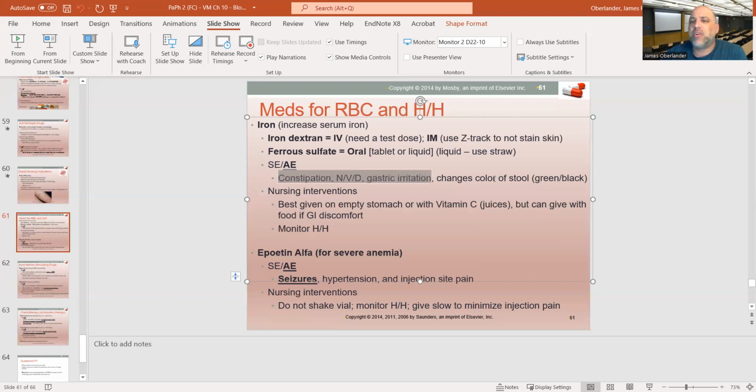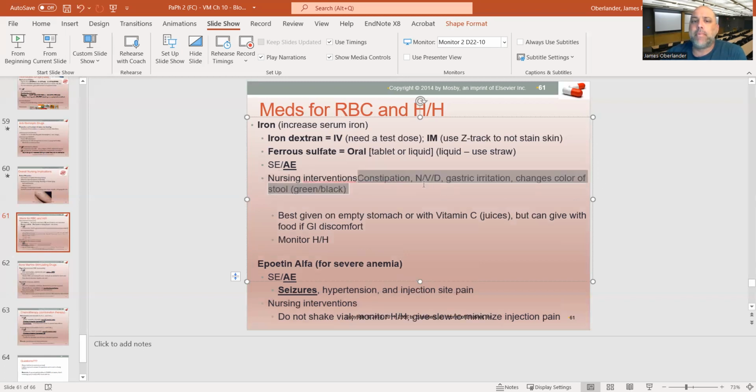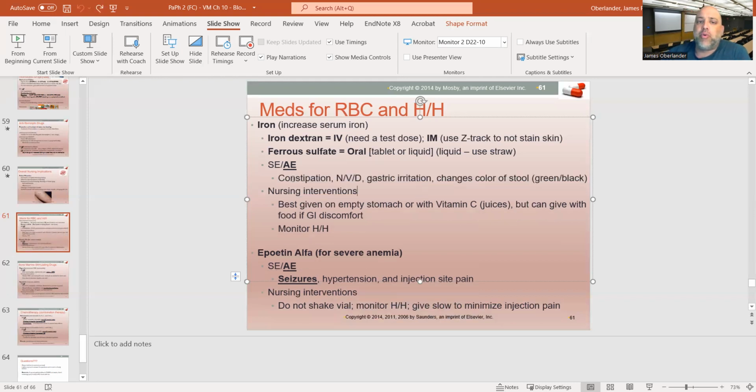And you notice that there isn't a whole lot of adverse effects. But we do worry about constipation. We worry about changes in stool, because it might just be the iron, but what also could a green or black darker color stool signify? Could signify bleeding. So, and we're giving iron because their red blood cell count is low. Well, why would a red blood cell count be low? Because they're bleeding. So it's a normal side effect, but we also want to make sure we're watching for the bleeding issue as well.